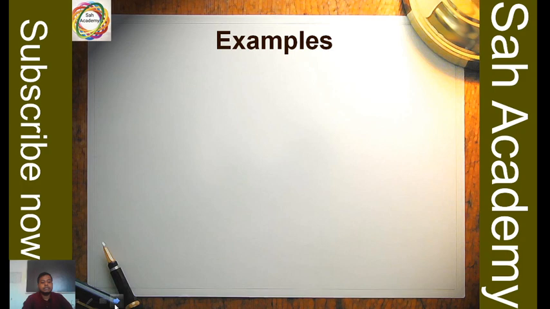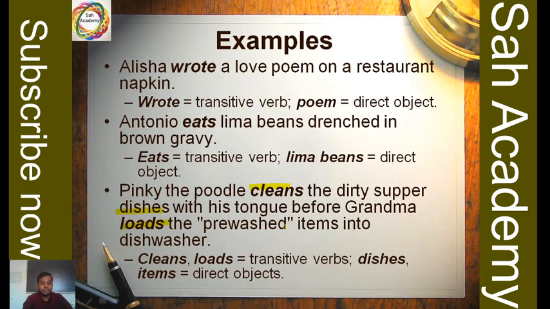Now comes the next part: Pinky the Poodle cleans the dirty supper dishes with his tongue before Grandma loads the pre-washed items into the dishwasher. In this we have cleans and loads. There are two transitive verbs, and the direct objects are dishes and items. Clear?